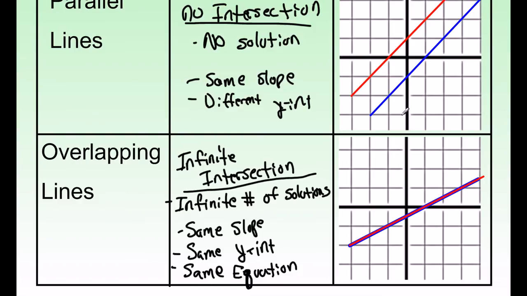And then if they have the same slope, just check, do they have the same y-intercept? Are they on top of each other or are they separate from each other? If they have a different y-intercept, they're parallel. There's no solution because they're never going to intersect, they're never going to touch. If they have the same y-intercept and same slope, they're overlapping, which means there's an infinite number of solutions because they're on top of each other, so they intersect everywhere along that line.